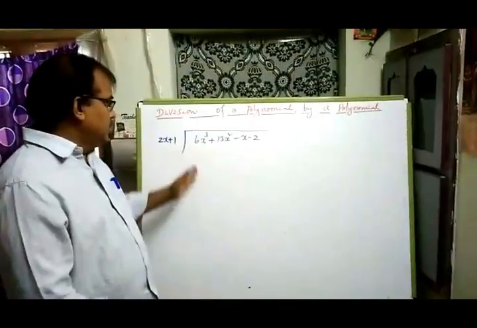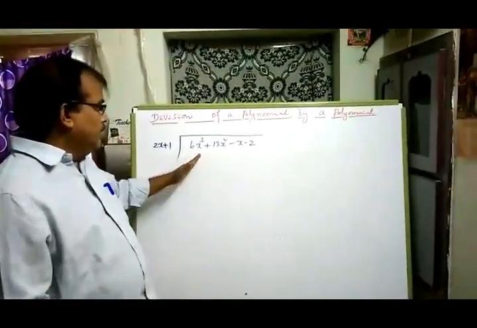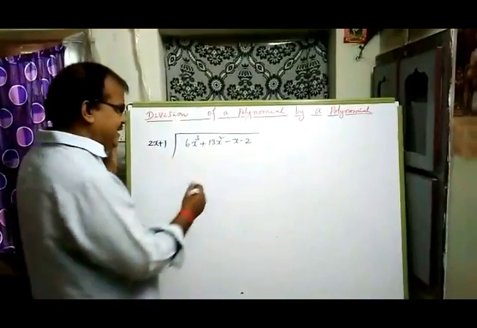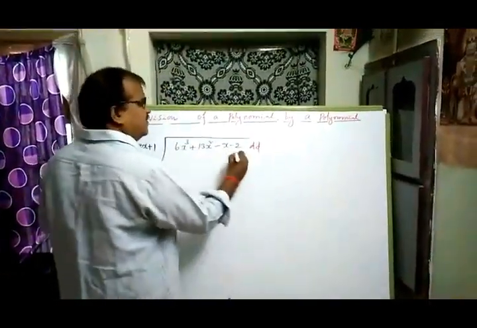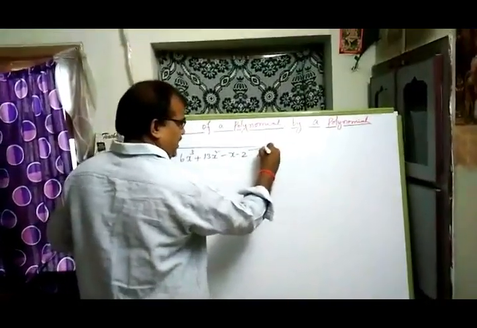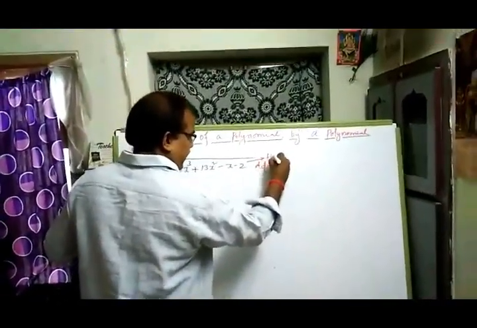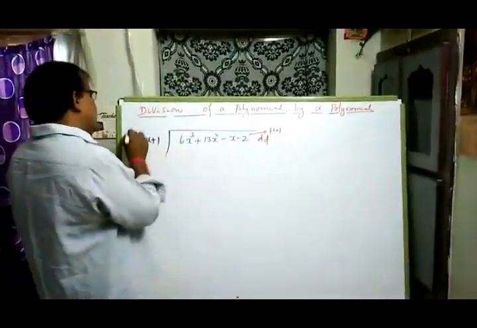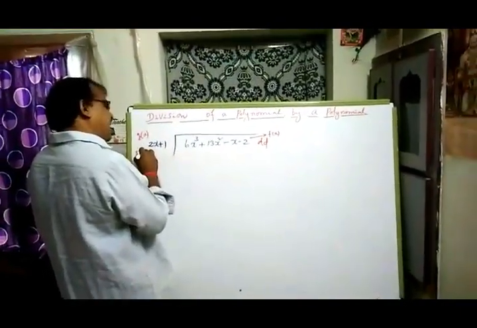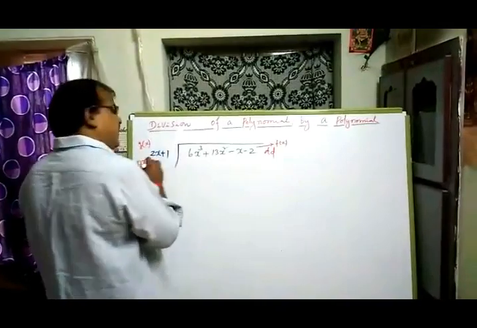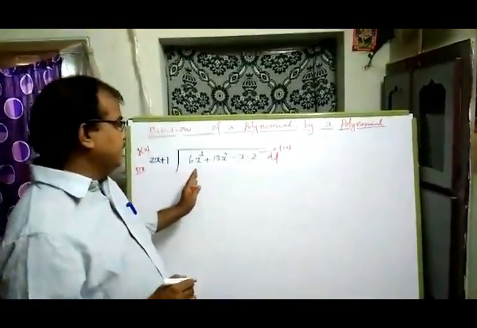Now we are going for division. First of all, you know very well this is the dividend. Already it is given as f of x. This is not important, but I am still writing f of x. This is g of x, which is called the divisor.